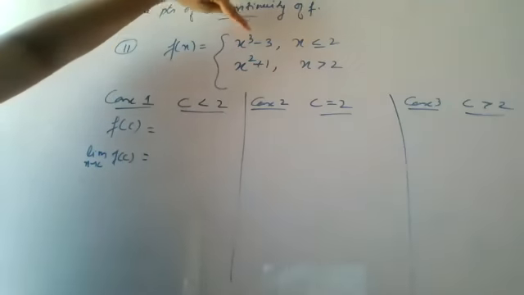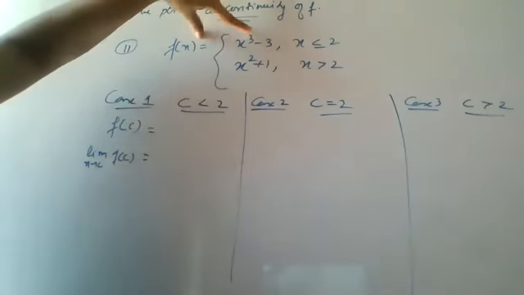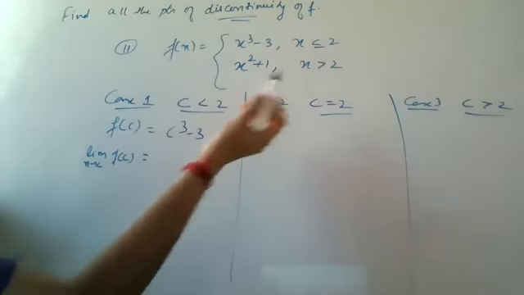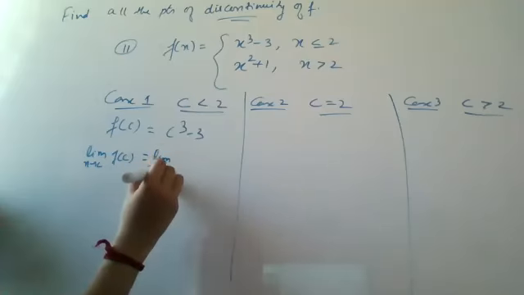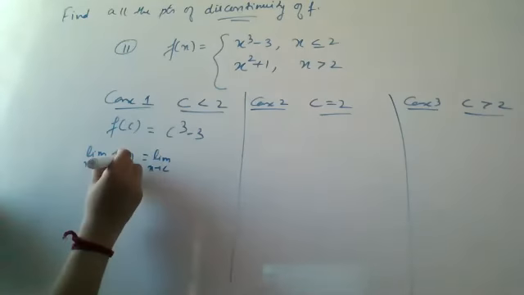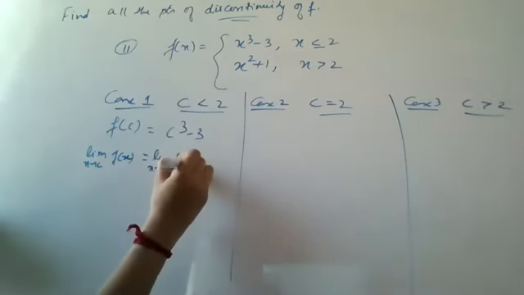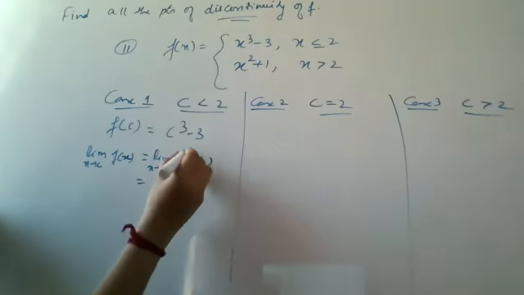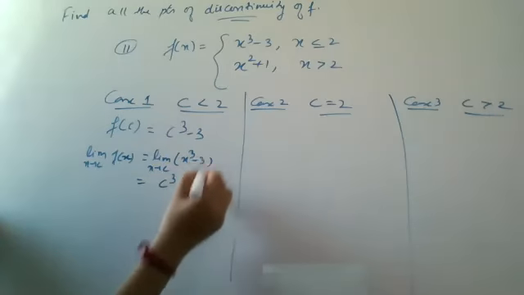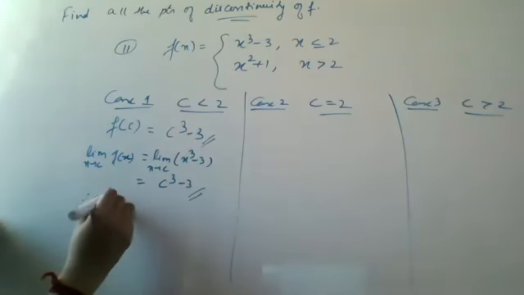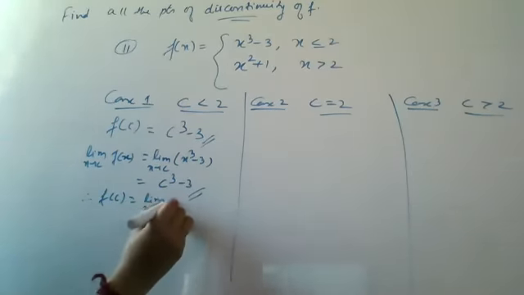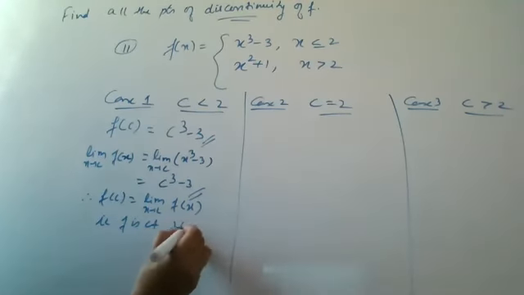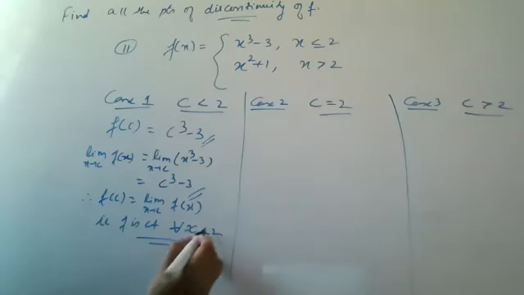This is the function. So you will have x cube minus 3 as your f of x. So what will be f of c? It will be c cube minus 3. Okay. Now when you have limit, you have to write limit x tends to c f of x, and replace your f of x with x cube minus 3. Again the same value, less than 2. So you will get c cube minus 3. Both are same. Therefore, f of c is equal to limit x tends to c f of x. So you can say that f is continuous for all values of x which are less than 2.